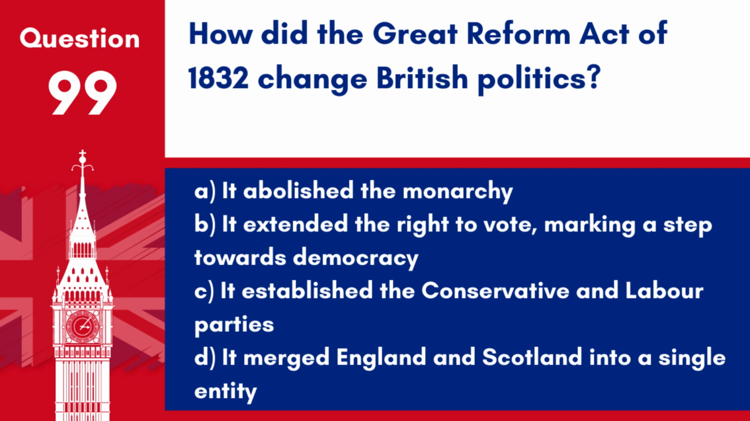Question 99. How did the Great Reform Act of 1832 change British politics? A. It abolished the monarchy. B. It extended the right to vote, marking a step towards democracy. C. It established the Conservative and Labour parties. D. It merged England and Scotland into a single entity. Answer: B. It extended the right to vote, marking a step towards democracy. The Great Reform Act of 1832 significantly changed British politics by widening the electoral franchise, which was a step towards the development of a more democratic system.